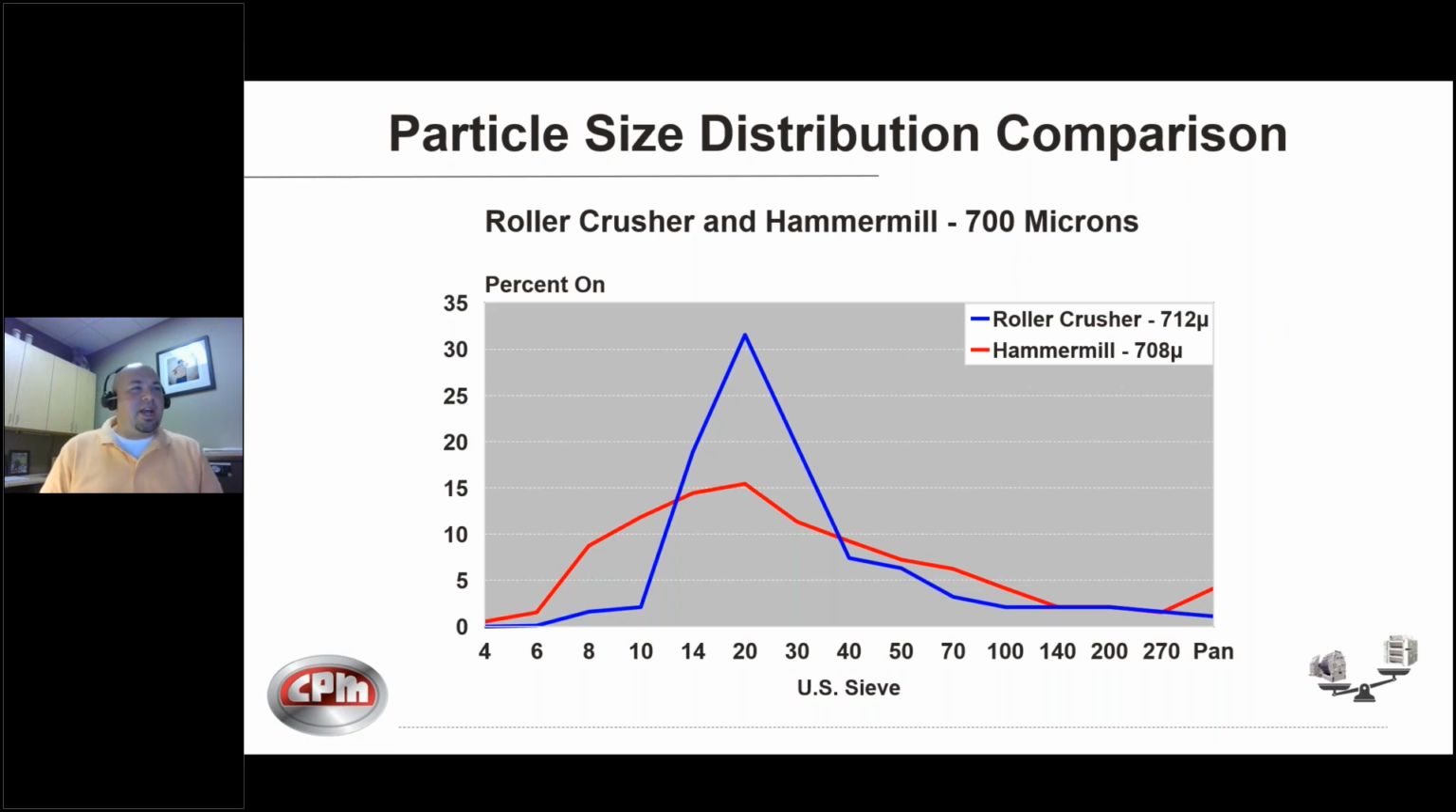Understanding what you want out of the grind is key. If you just look at an average, you might not be comparing the right thing, but if you look at the whole distribution, overall the roll crusher is going to be a better option there. It's going to give you a lot more control of the particles you're looking at. If you want to minimize overs or minimize fines, it's a great machine to look at.